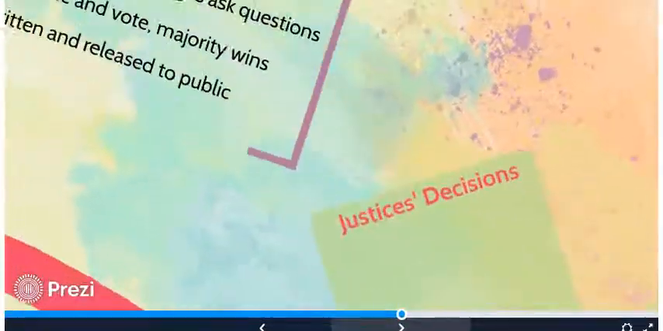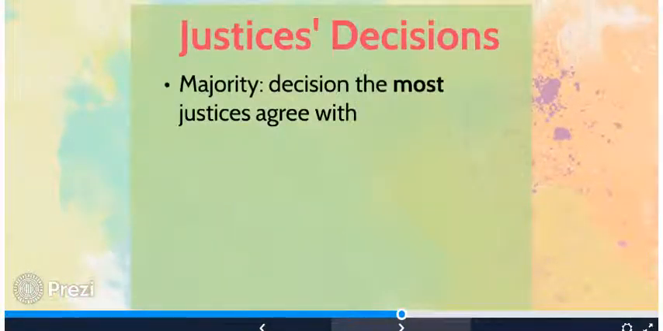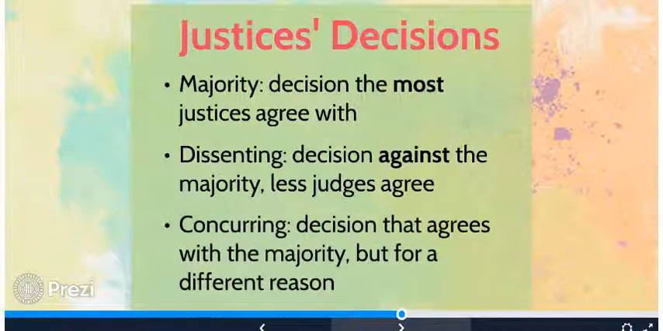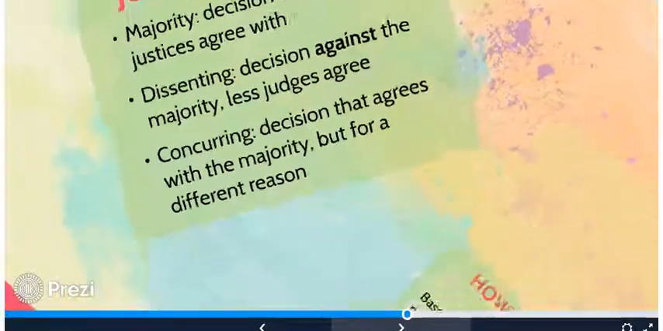Okay, and their decisions could either be the majority, so the decision the most justices agree with; the dissenting, so they are against the majority; or concurring, so they agree with the majority but for a different reason. And we'll get into some examples of this later on today.